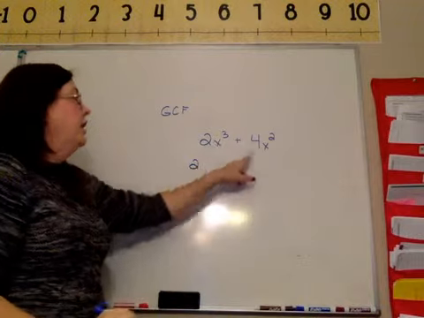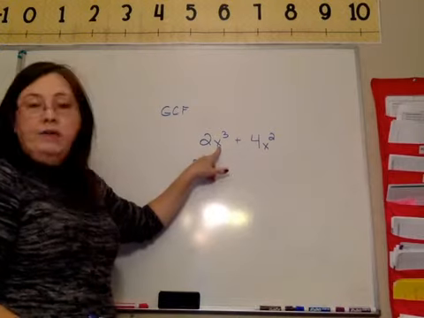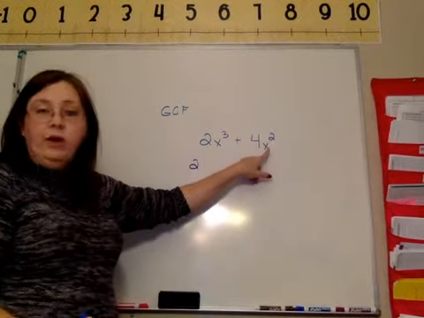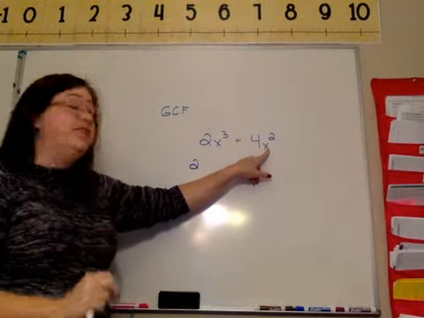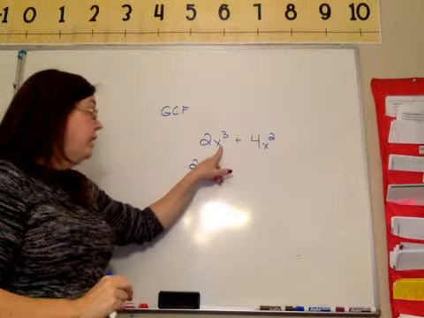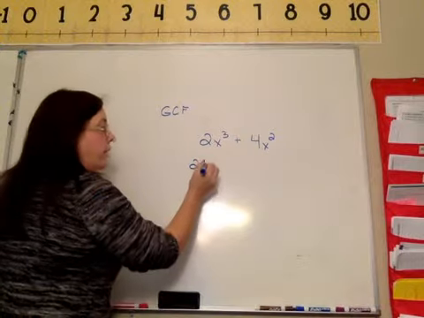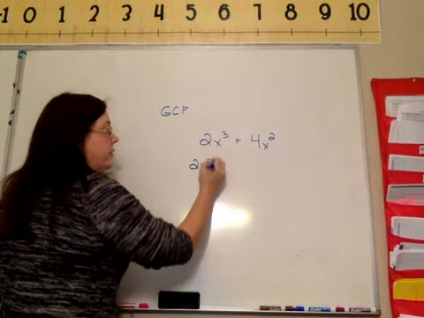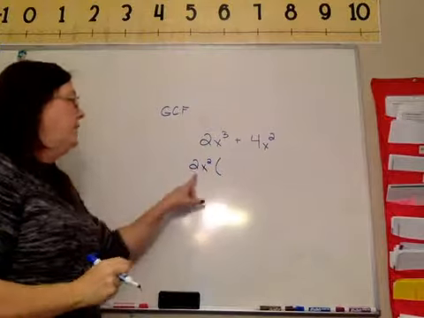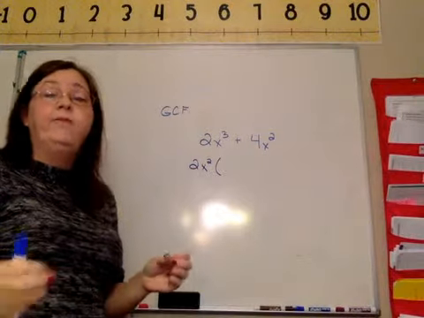We then look at our variables here. We have x cubed and we have x squared. We need the biggest one that will go into both, and here it would be the x squared. X squared will go into x to the third and x squared. So we pull that one out as well. And remember, the whole point of this is to get it into the something times something format.